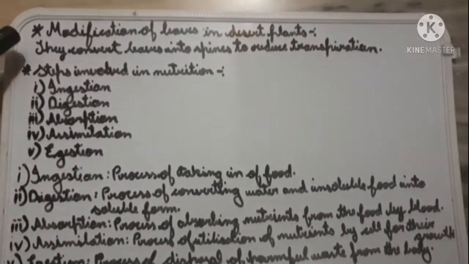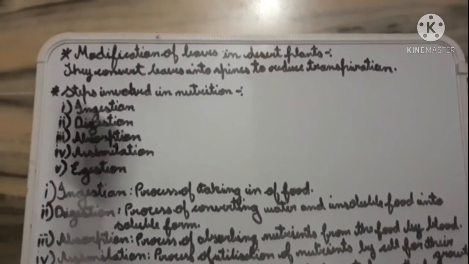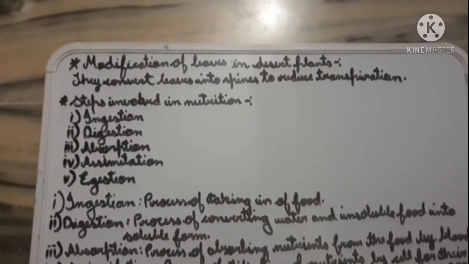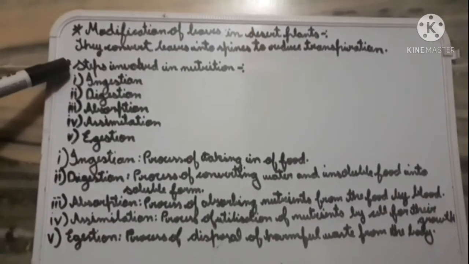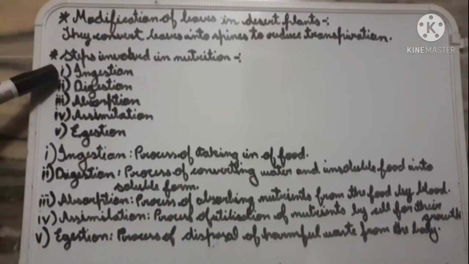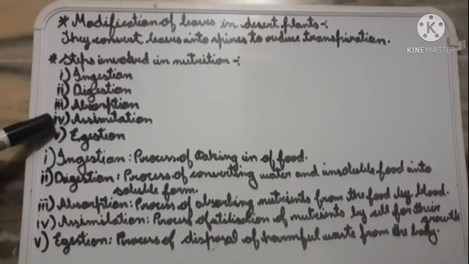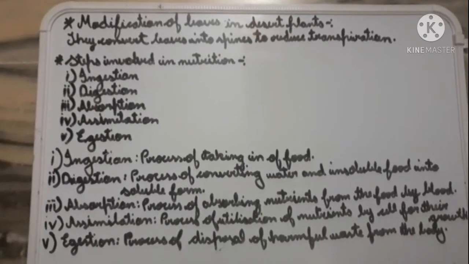Now what happens in desert plant? Desert plant converts leaves into spine to reduce transpiration, that is loss of water. Now, the steps involved in nutrition are ingestion, digestion, absorption, assimilation and egestion. Let's start with ingestion.